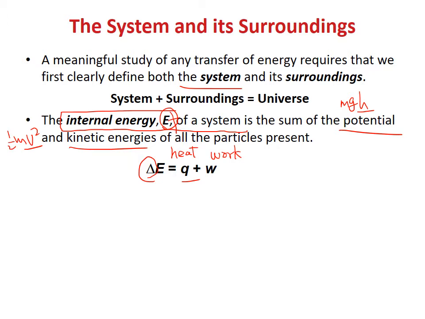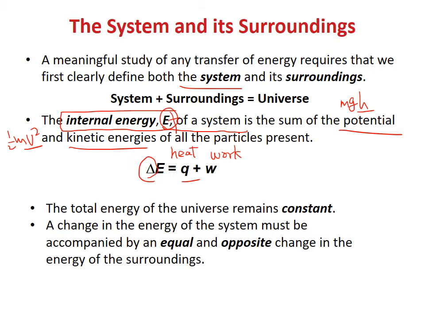both. When internal energy of a system changes, the energy of the surroundings must change so that the total energy of the universe remains constant. A change in the energy of a system must be accompanied by an equal and opposite change in the energy of the surroundings, so they add together to give you a constant energy of the universe. And this is called the conservation of energy, or the first law of thermodynamics.